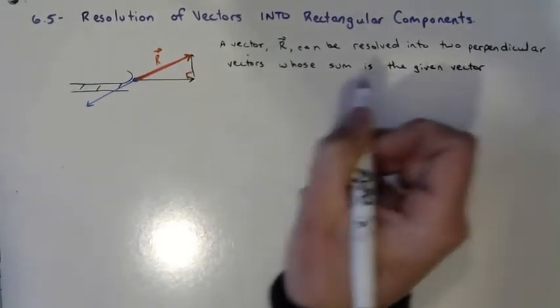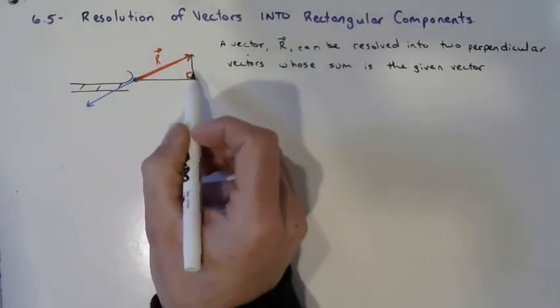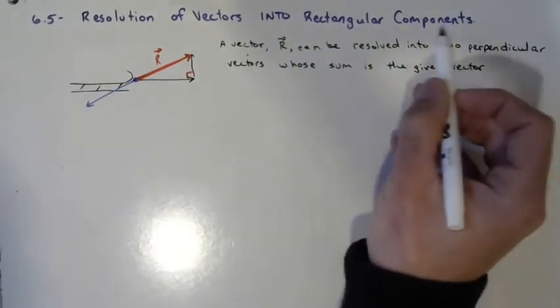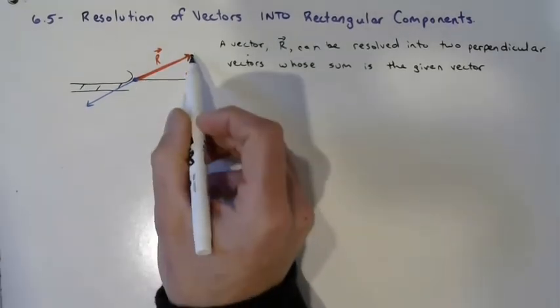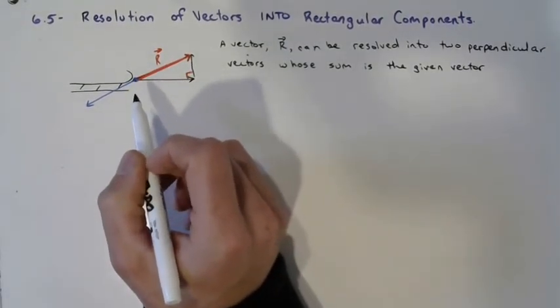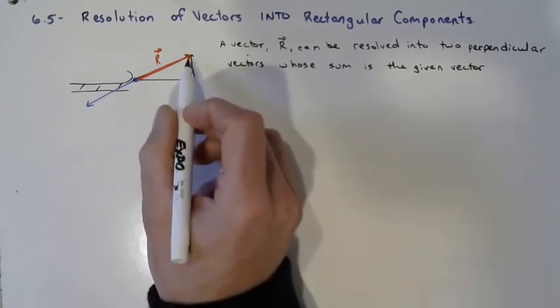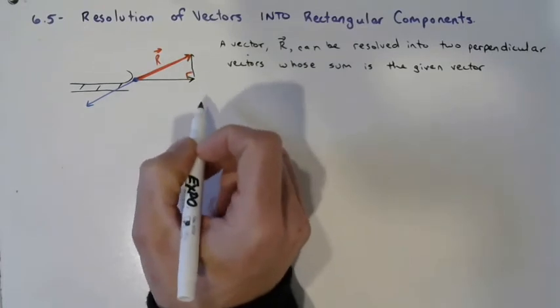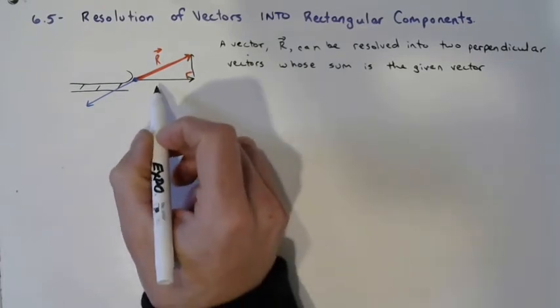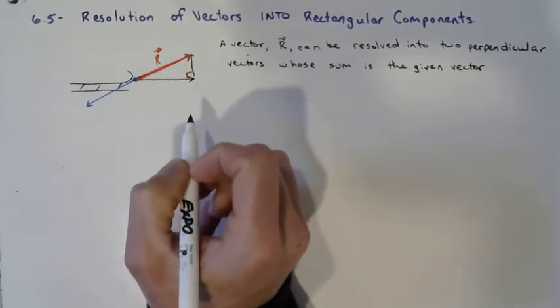So if we're given the vector r, we can resolve it into two perpendicular vectors, which are the rectangular components, and the sum of those things is the original vector, which is what resultant really means. This is done, for example, when both horizontal and vertical forces are acting on an object, and these black vectors are the rectangular components of the force.